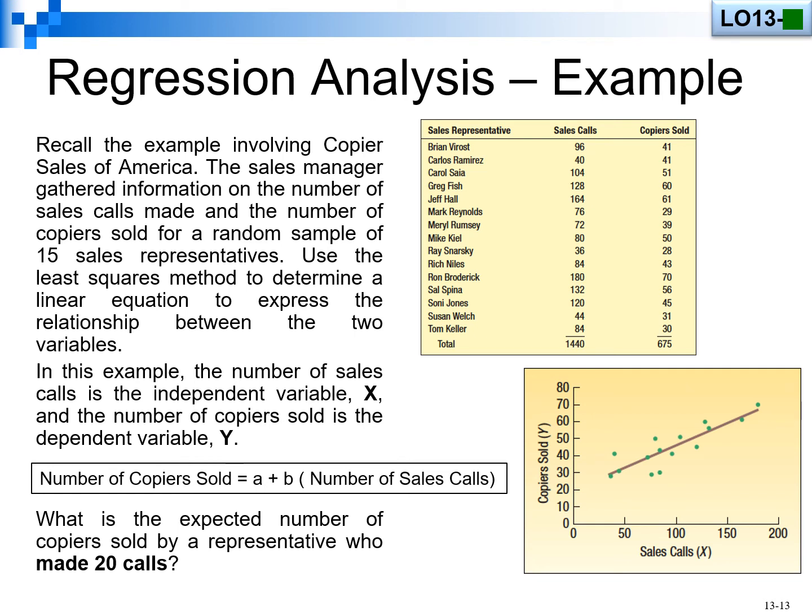Okay, so in this example, we're looking at sales calls being the x variable and copiers sold being the y. So we're trying to see how well sales calls predict how many copiers are going to be sold. And we're going to plug it into this equation. I still like to write y equals a plus bx. And in this case, we're going to try to figure out the expected number of copiers sold if there are going to be 20 calls made. So we'll come up with the numbers and then try to make a prediction using this equation.